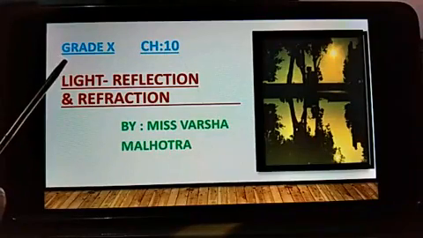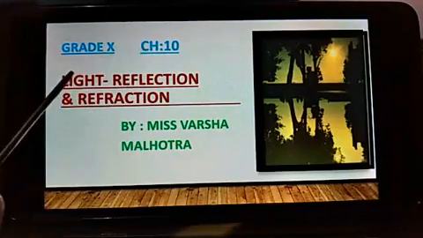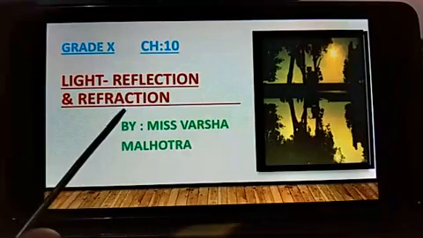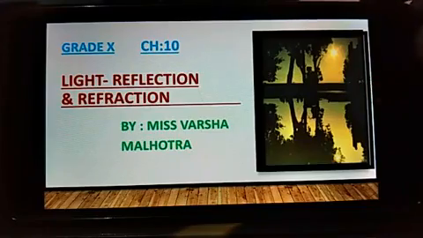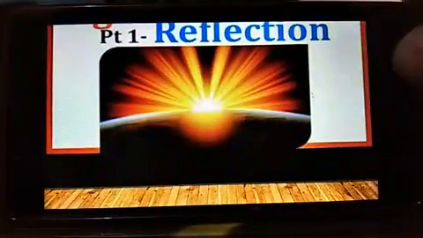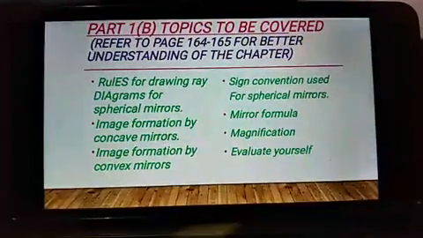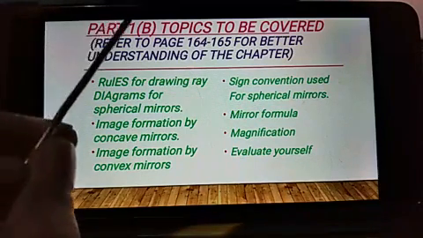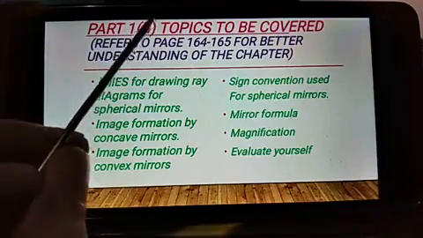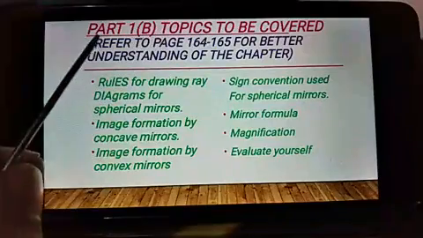Good morning, students. We are reading chapter number 10, Light Reflection and Refraction of your NCERT book, part 1, Reflection. We already learned about the different types of reflections, laws of reflection, spherical mirrors, plane mirrors, and the different types of images.